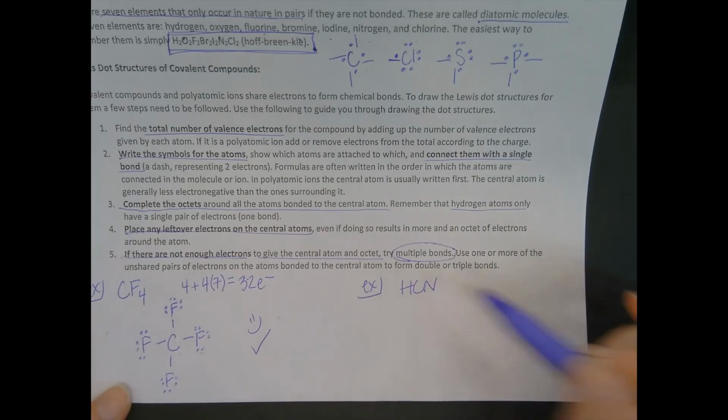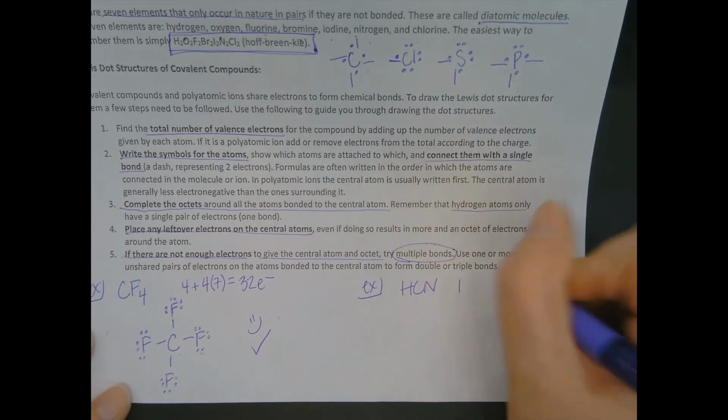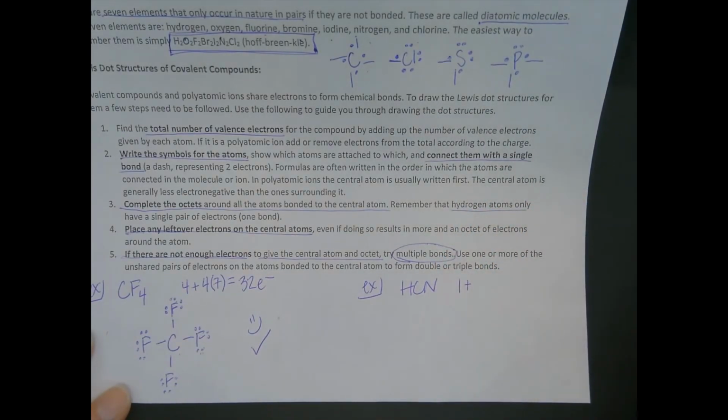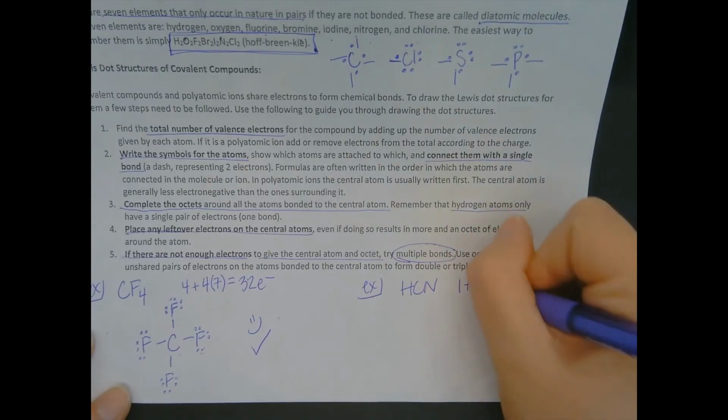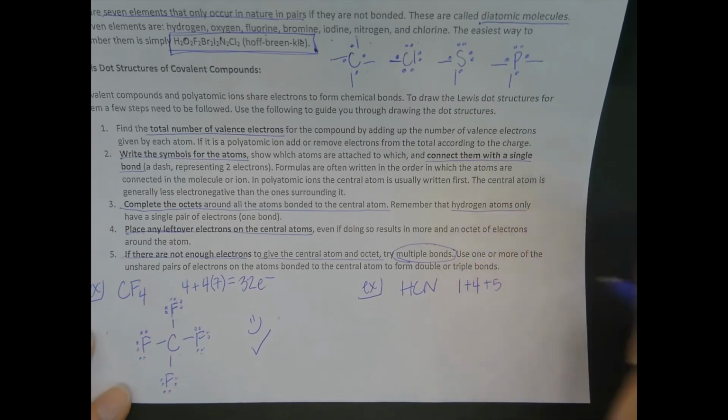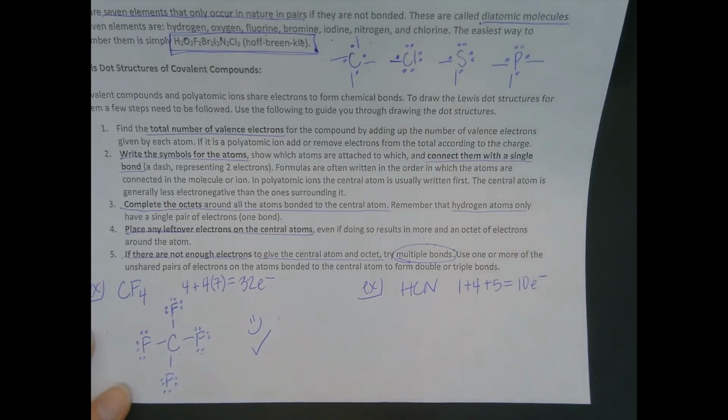Okay, so hydrogen is in group 1A, so it has 1 valence electron, plus carbon is in group 4A, so it has 4 valence electrons. And nitrogen is in group 5A, so it has 5 valence electrons. So 1 plus 4 plus 5 equals how many? 10 electrons. So that means we have 10 electrons that need homes.